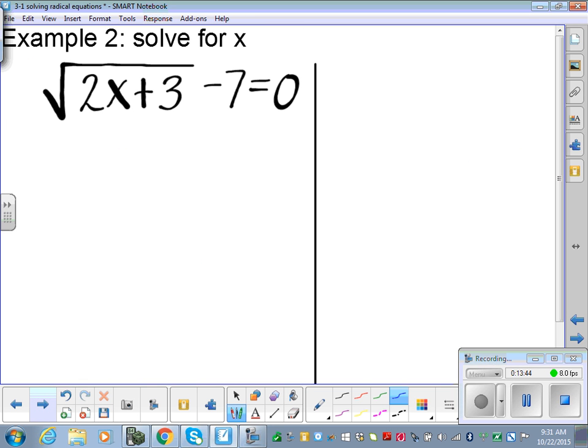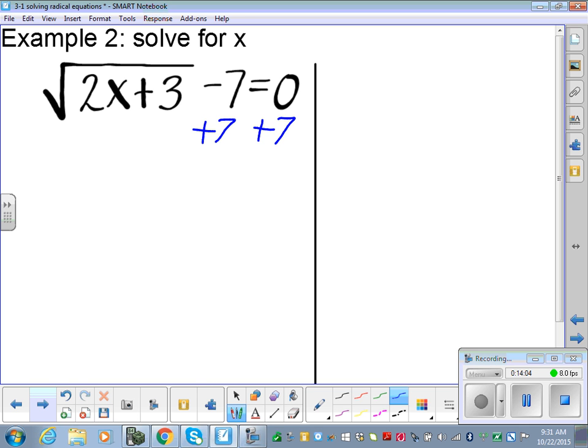Okay, so we have solve for x. We have the square root of 2x plus 3 minus 7 is equal to 0. All right, so let's go through and follow our steps. Our first thing is to isolate the radical, get it all by itself. So what should I do first? Add 7 to both sides of the equation.